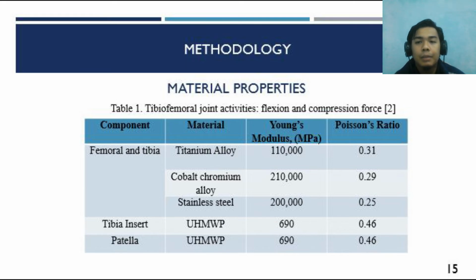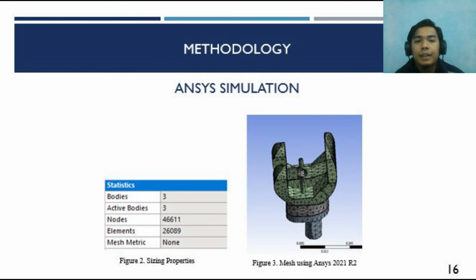For the femoral and tibia, there are three different types of material, which are titanium alloy, cobalt chromium alloy, and stainless steel. The material used for the tibia insert and patella is ultra high molecular weight polyethylene, UHMWPE. Materials with different characteristics need to be analyzed in order to find the best material for the component. For this section, finite element analysis was run by placing the listed features into the mechanical system.